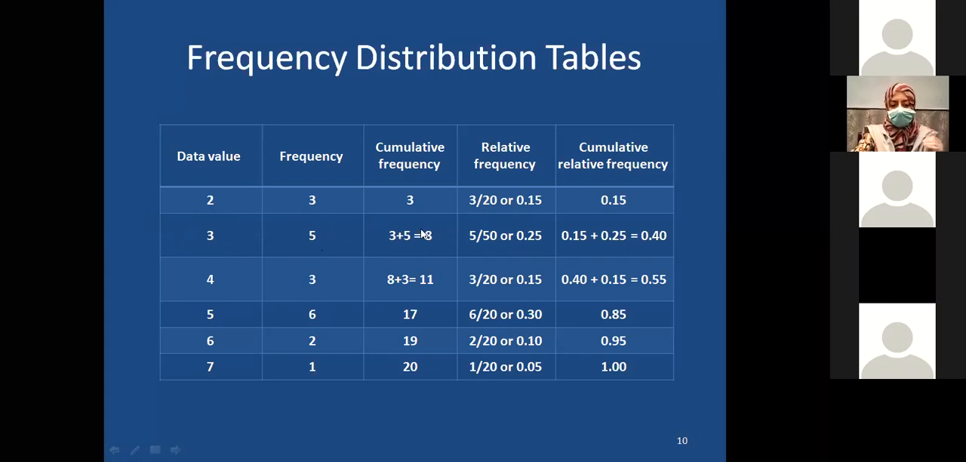They have 8 children. The same goes for the next family, which had 3 children. 4 families had 3 children. So you're going to add this 8 to this 3, and then this family had 11 children.